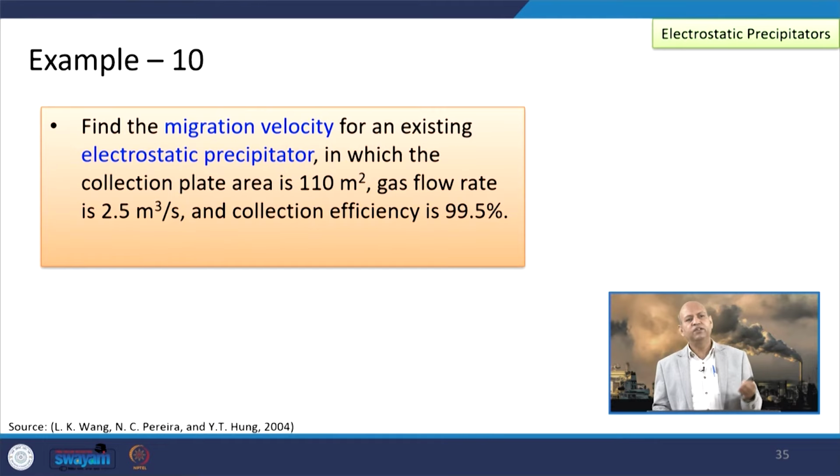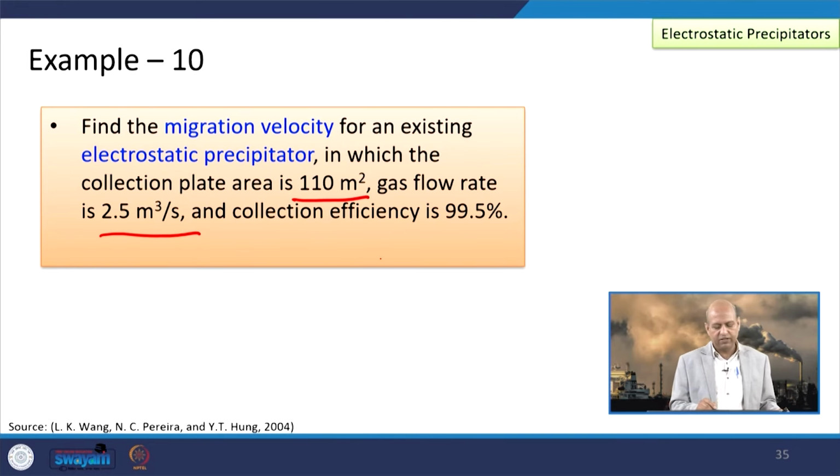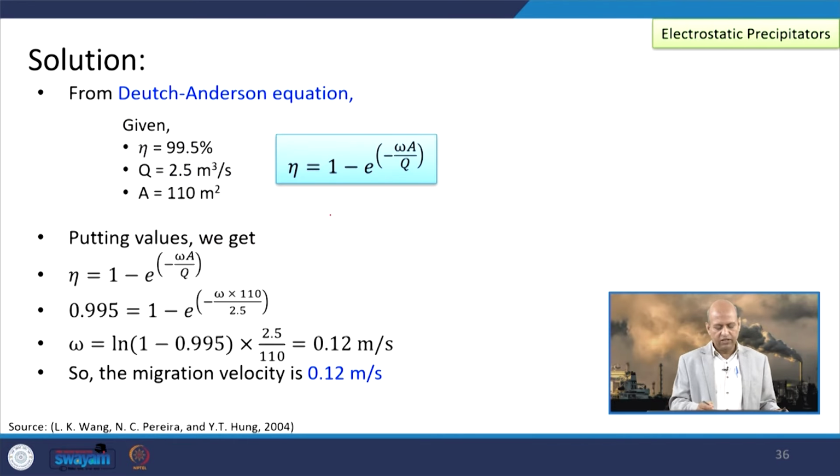Now, if we find the migration velocity of an existing ESP or electro precipitator in which collection plate area is given as 110 square meter, gas flow rate 2.5 cubic meter per second, collection efficiency is 99.5%. So, again we use this particular relationship which is very simple, eta equals 1 minus e to the power minus omega A by Q. So, 99.5% efficiency is given, Q is already given 2.5 cubic meter per second, area is given 110 square meter.